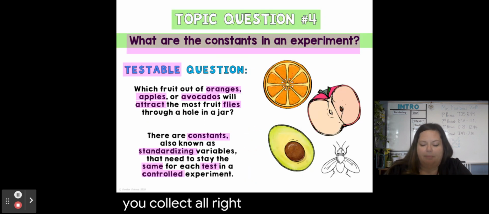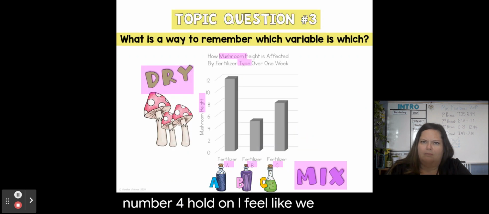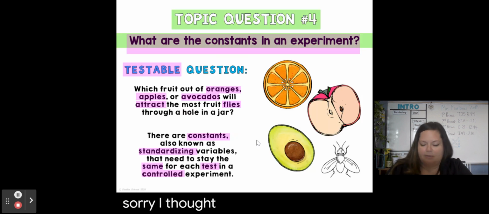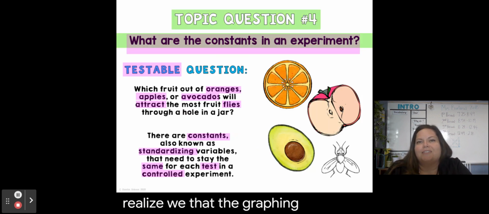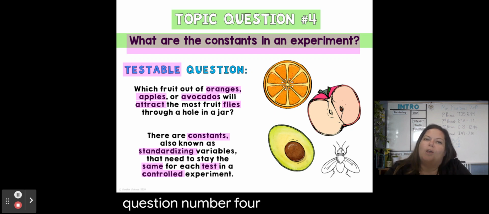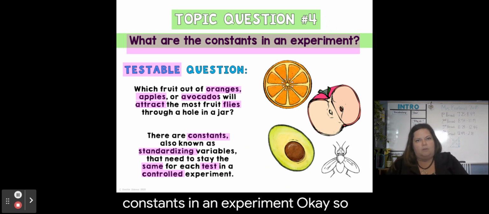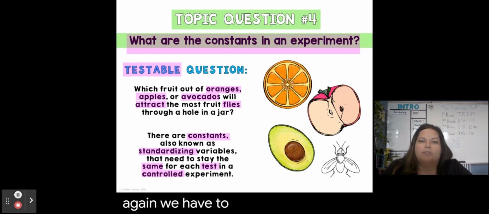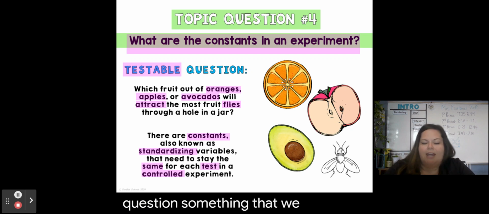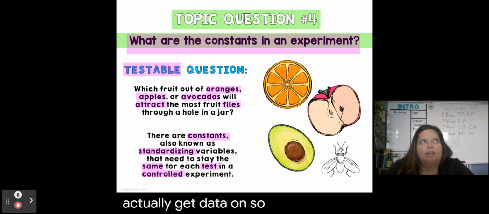Topic question number 4. Hold on, I feel like, nope, okay. Sorry, I thought we skipped one. I didn't realize that the graphing was number 3. So, topic question number 4. What are the constants in an experiment? Again, we have to start with a testable question, something that we can actually get data on. So if we say, which fruit out of oranges, apples, or avocados will attract the most fruit flies through a hole in a jar? We can test that.